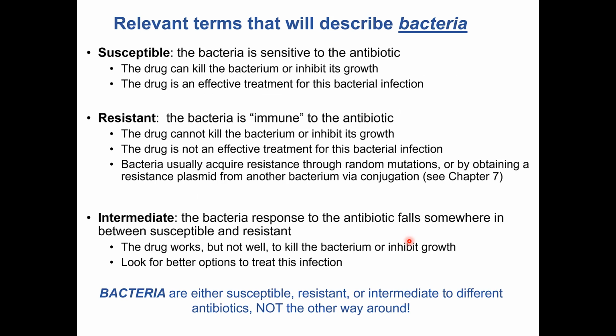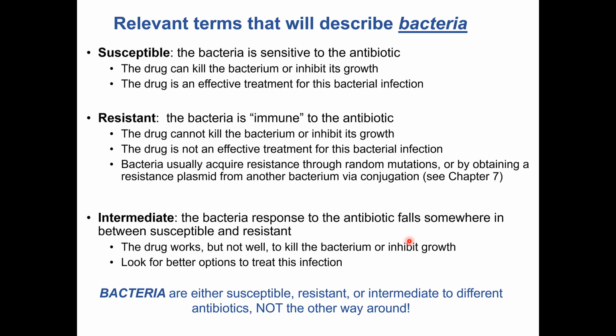Some terms that I need to clarify here, because in the past some students get mixed up in terms of what we're actually talking about. These are terms that are describing bacteria in the environment of a drug. So susceptible, what does that mean? It means that a bacteria is sensitive to an antibiotic, meaning that that drug can kill the bacteria or inhibit its growth. And that means the drug will be an effective treatment for that particular bacterial infection.